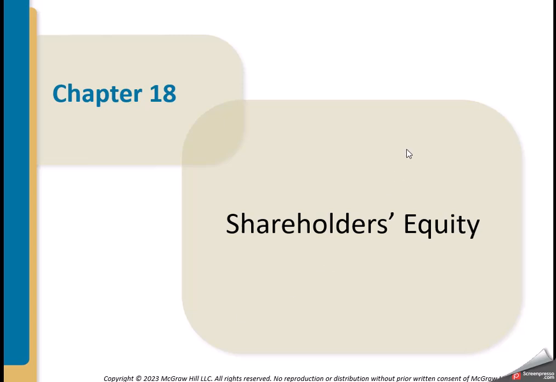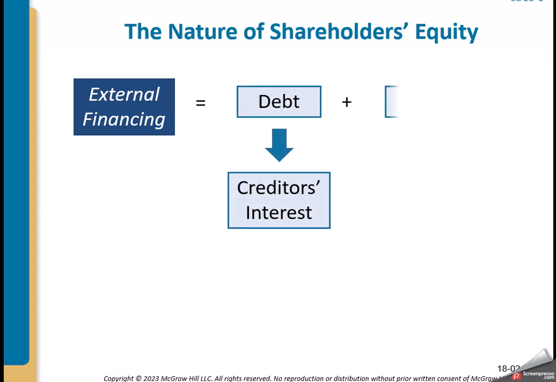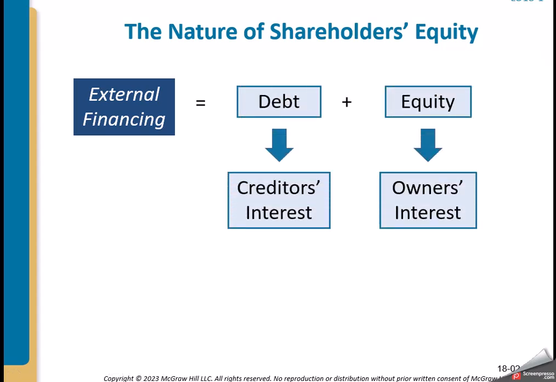Chapter 18, we're going to talk about shareholders' equity and the different types of transactions that can impact those accounts. So this gives us a little diagram. Basically, the nature of our equity section is our owners' interest. Debt is obviously creditors, people who loan us money. Equity are people who invest in our company.